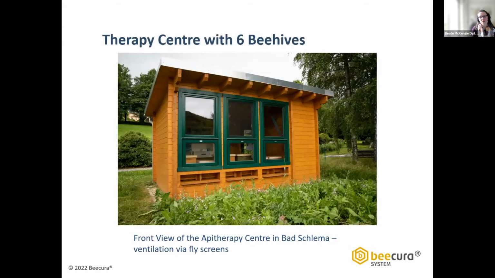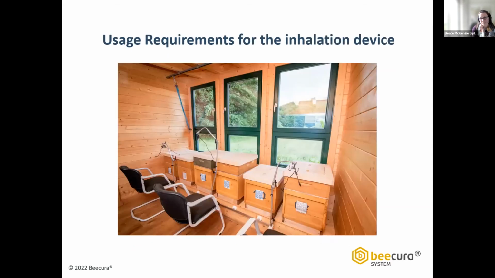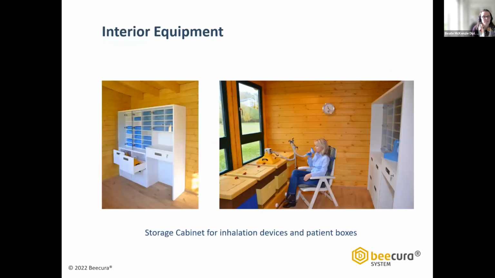This is an example of a therapy center from the outside. This is a spa resort in Bad Schlema in Saxony. It's a therapy center with 3 treatment spaces, so 6 hives in there. This is from the inside. The person sits in front of the hive. The bees fly out. They have no access to the inside. They could connect it to the hive, and then they can enjoy their beehive air.